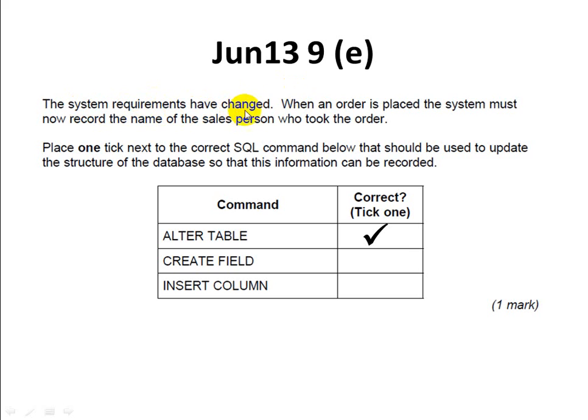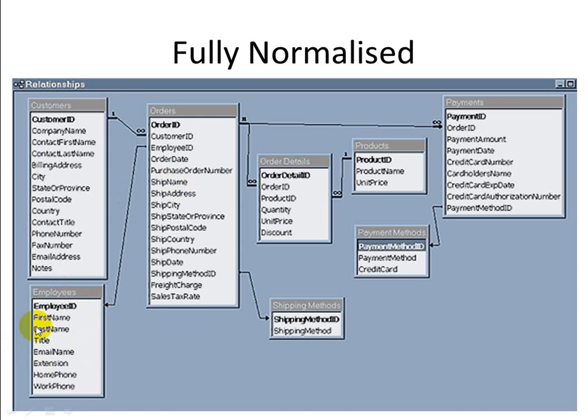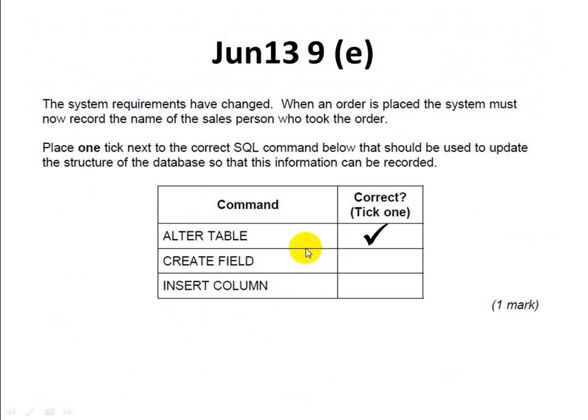The system requirements have changed. When an order is placed, the system must now record the name of the salesperson who took the order. Employee. And place one tick next to the correct SQL command below that should be used to update the structure. It's an update command in SQL to update the structure of the database so that this information can be recorded. Alter table. Hey, pretty good.